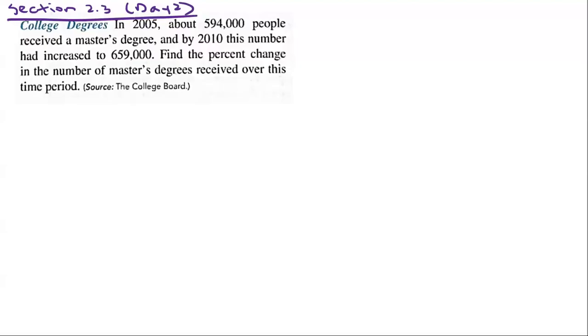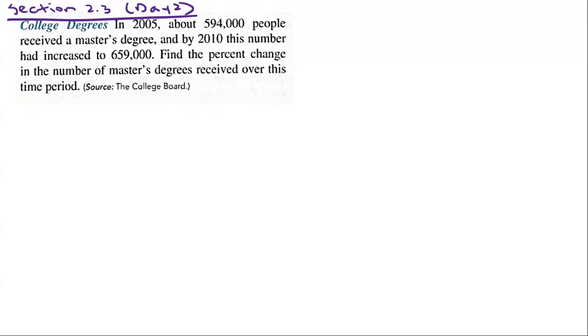Okay, so this is section 2.3, day 2. Just want to cover a couple more problems here before we move on to the next section. It says in 2005, about 594,000 people received a master's degree, and by 2010, this number had increased to 659,000. Find the percent change in the number of master's degrees received over this time period.